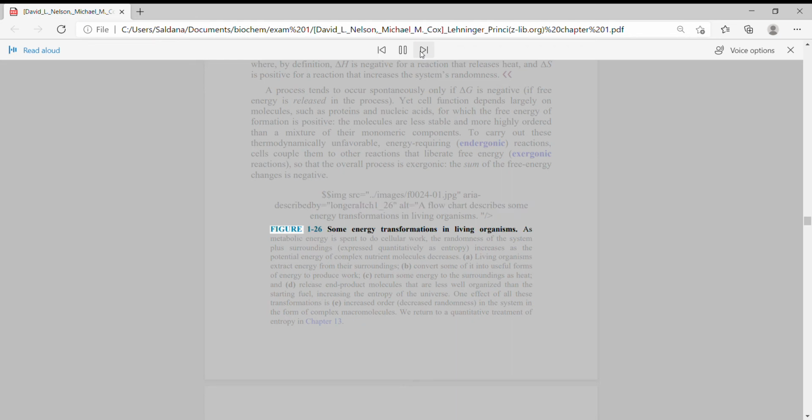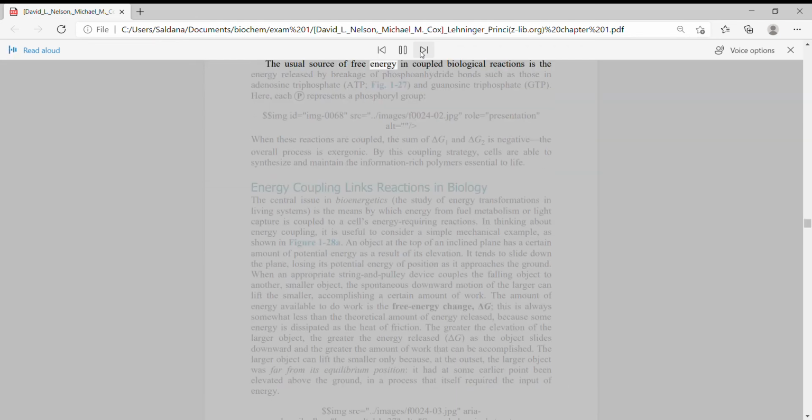The usual source of free energy in coupled biological reactions is the energy released by breakage of phosphoanhydride bonds, such as those in adenosine triphosphate, ATP, Figure 1-27, and guanosine triphosphate, GTP. Here, each P represents a phosphoryl group.